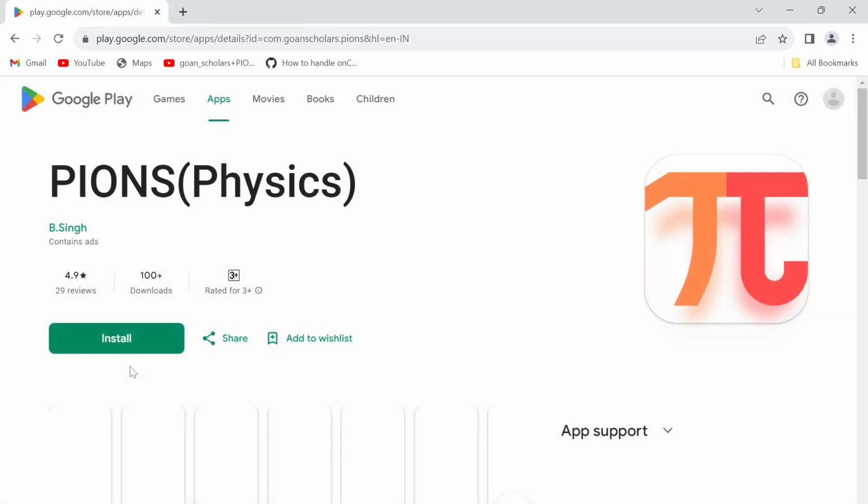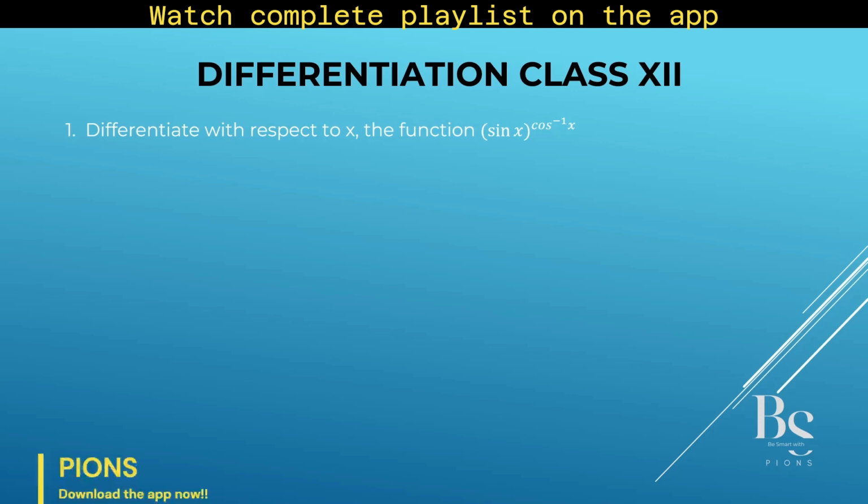Download the app now. Question 1 says: differentiate with respect to x the function (sin x) raised to cos inverse x. Let me remind you once again, if there is a function in the power of another function, then we use the method of log. So let's take u equals (sin x) to the power cos inverse x.